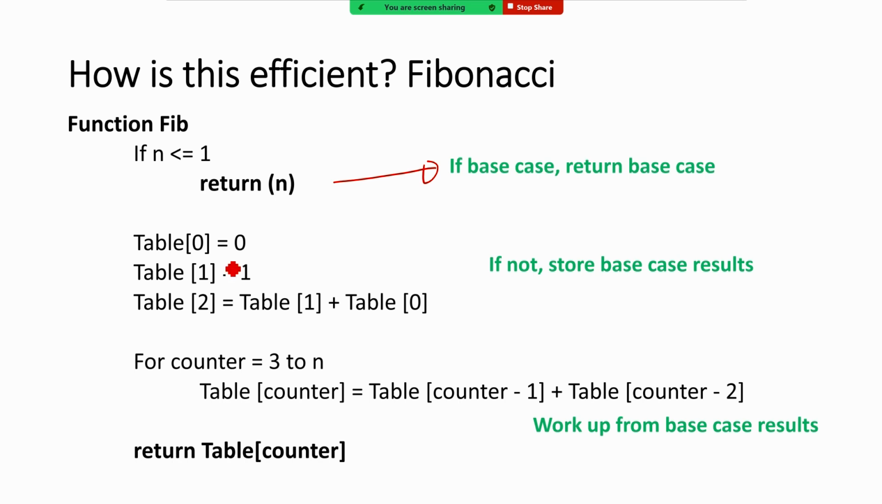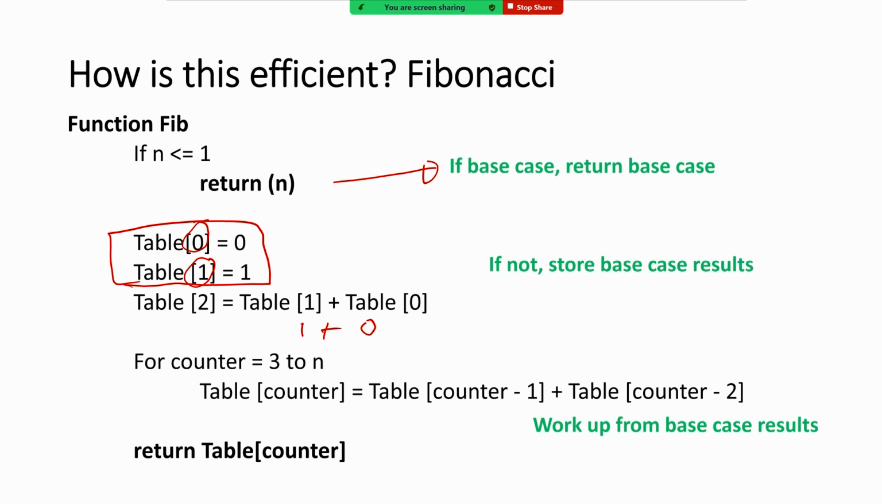So my base case is what? My base case is table 0 and table 1. Fibonacci of 0 and Fibonacci of 1. And then what I do is, okay, now what is my second value? My second value is going to be n minus 1 plus n minus 2. So for 2, n minus 1 is this, and n minus 2 is this. So this would be 1 plus 0.